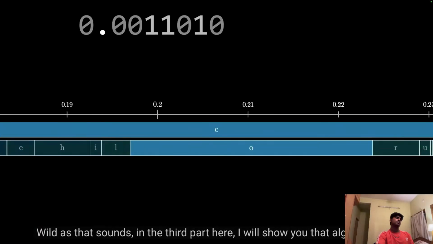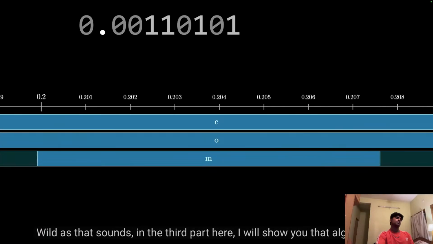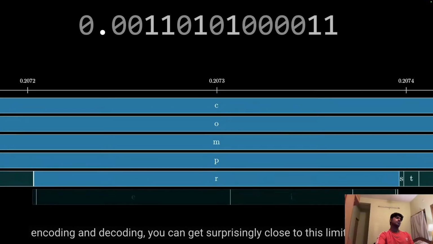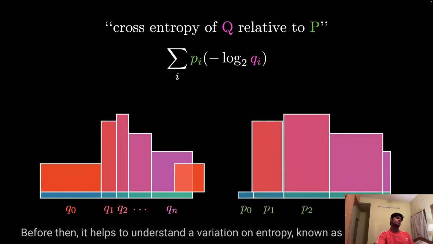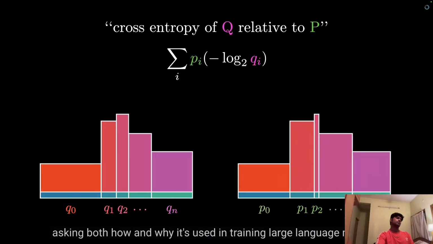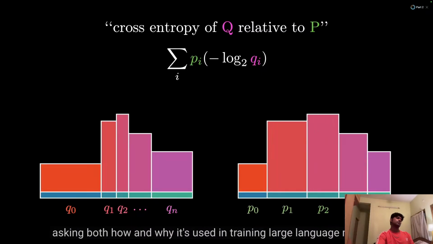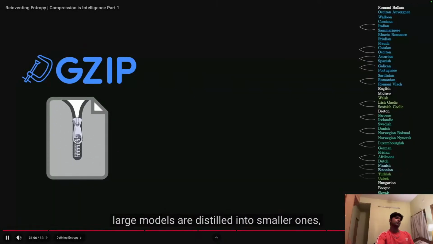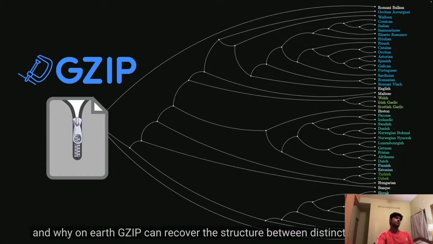Wild as that sounds, in the third part here, I will show you that algorithm I've referenced, where if you're allowed to use a high-quality language model for encoding and decoding, you can get surprisingly close to this limit in practice. Before then, it helps to understand a variation on entropy, known as cross-entropy, asking both how and why it's used in training large language models. If you want to learn that, as well as a few fun related ideas like how large models are distilled into smaller ones, and why on earth gzip can recover the structure between distinct languages, come join me in part 2.